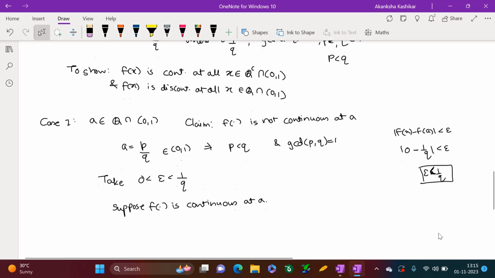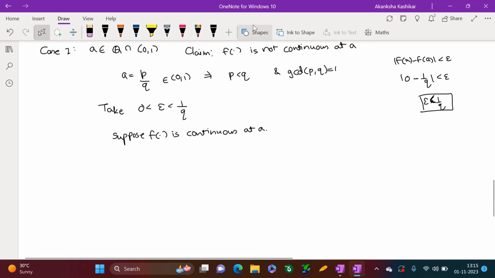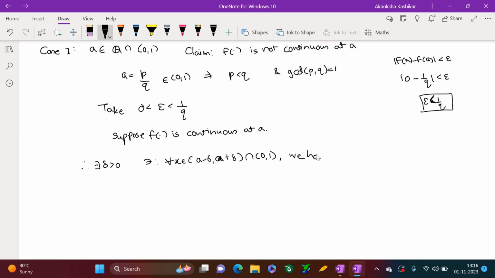Even for this epsilon, I should be able to find some delta. Therefore there exists delta greater than 0 such that for every x in the neighborhood of a with radius delta, that is for every x in a minus delta to a plus delta, of course intersected with 0 1 because that is my domain, we will have mod fx minus mod fa less than epsilon.